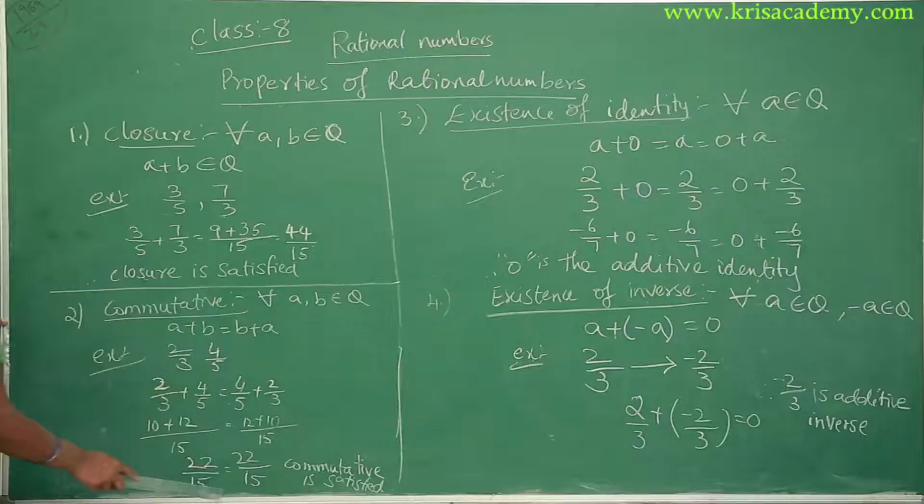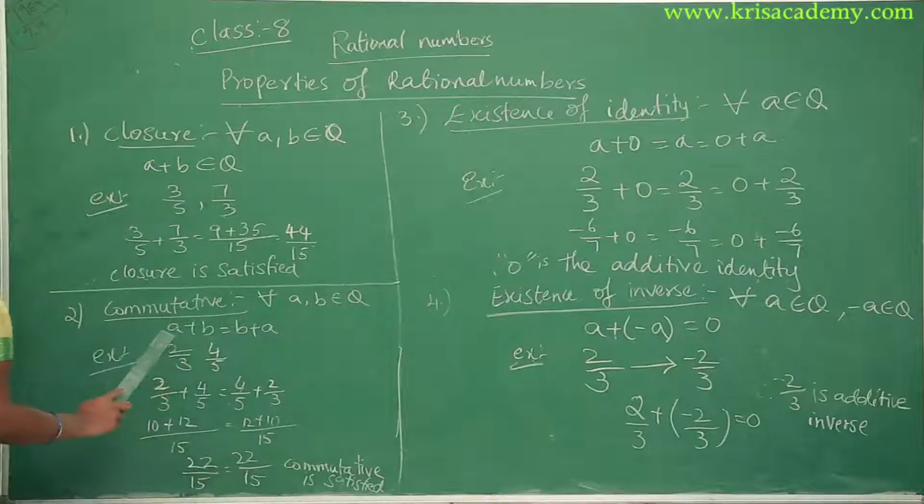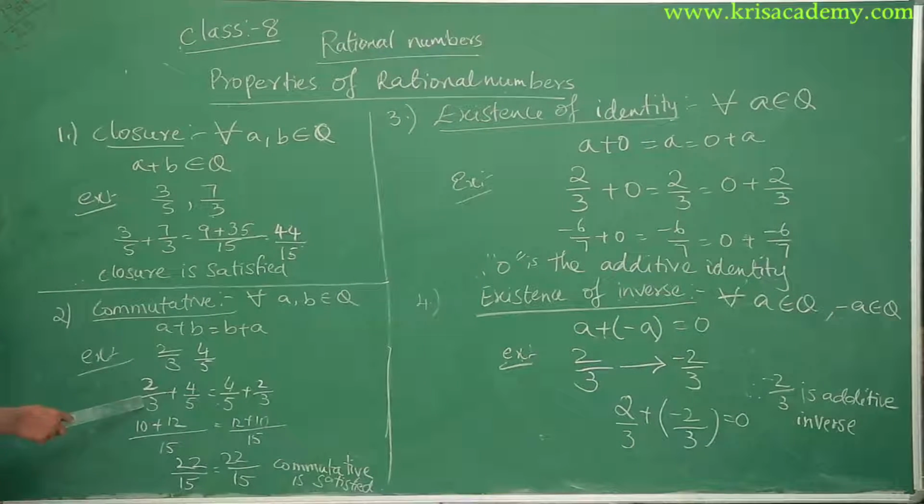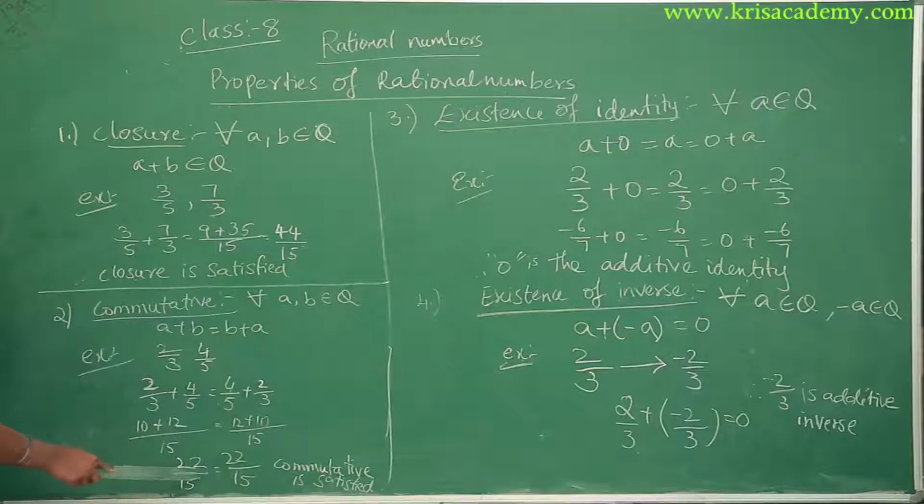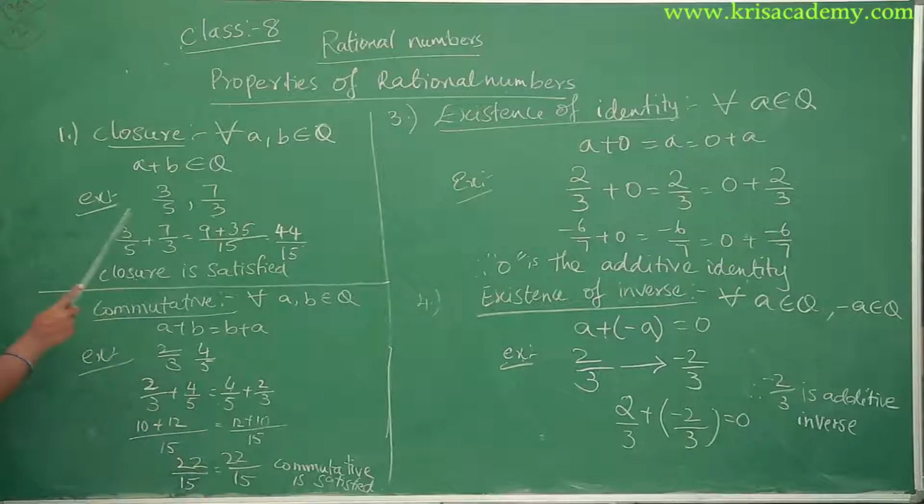When both sides' answers are the same, then commutative is satisfied. If it is numbers, we can easily tell: 1 plus 2 is 3, 2 plus 1 is 3. Same way in rational numbers also, when we add 2 rational numbers, in reverse order also we should get the same answers. Then only commutative is satisfied. First is closure, second is commutative.